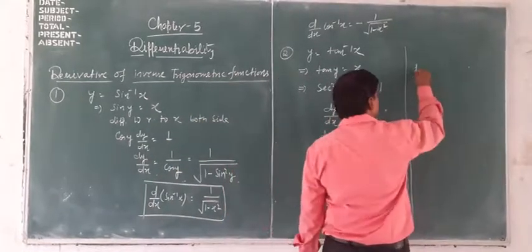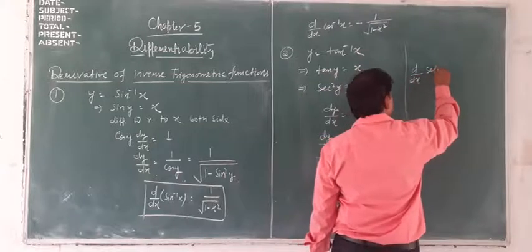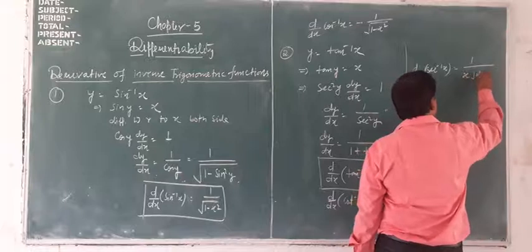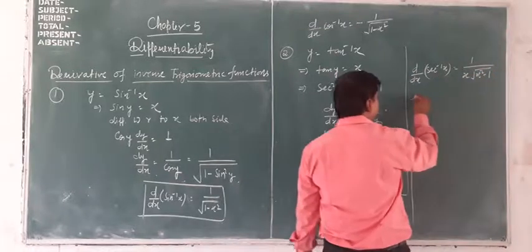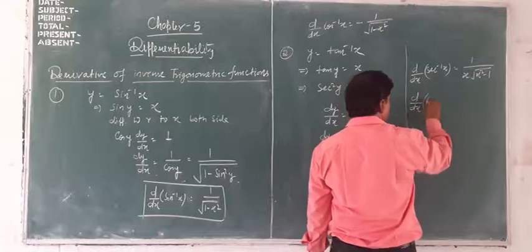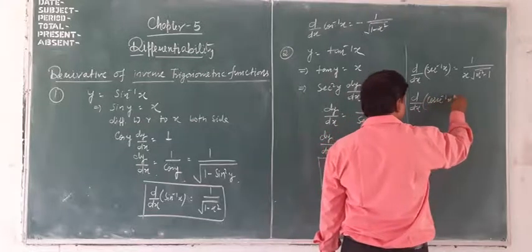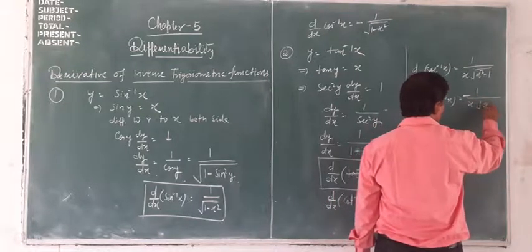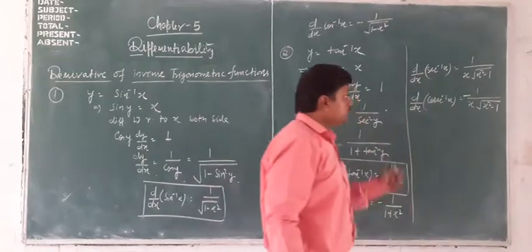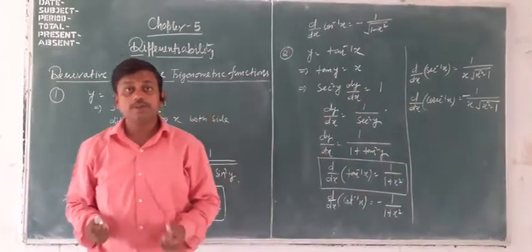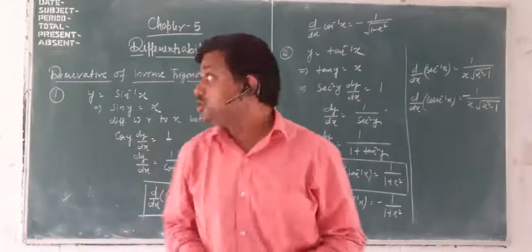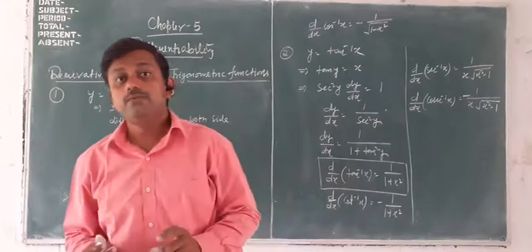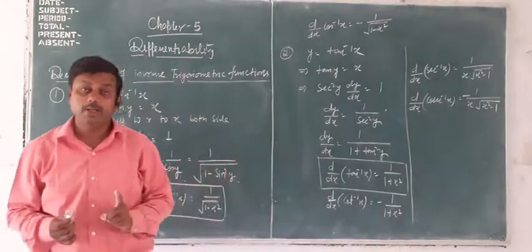Similarly, the derivative of sec inverse x equals 1 by x under root x square minus 1, and the derivative of cosec inverse x is minus 1 by x under root x square minus 1. So these are the derivatives of inverse trigonometric functions. These are fixed formulas. You have to learn or memorize the derivative of each and every inverse trigonometric function.